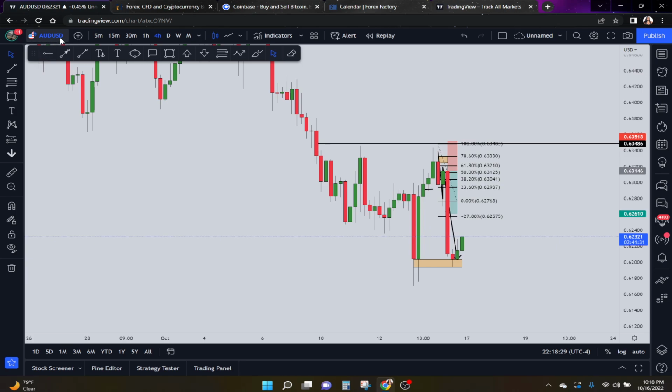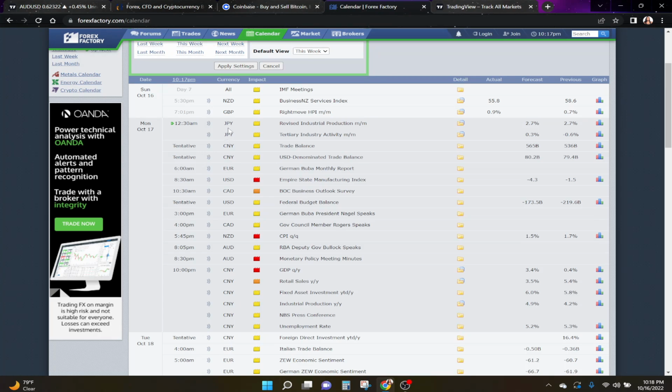So if I'm trading AUD USD and I want to look at Forex Factory for tomorrow, I want to see if there's any AUD or USD news. So obviously I see some yellow folders, orange folders, red folders, and next to a red folder I see USD. So if you see one of your currency pair's currencies next to a time for news, and the folder is either yellow, orange, or red, you've got to take heed of that.